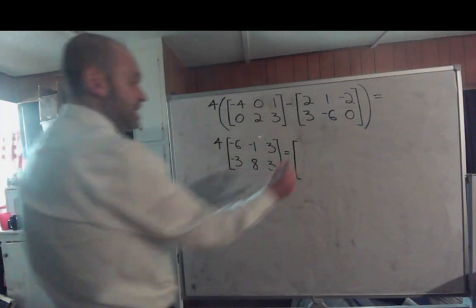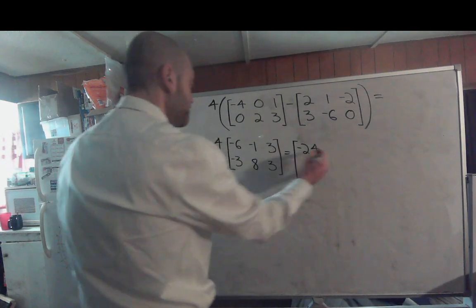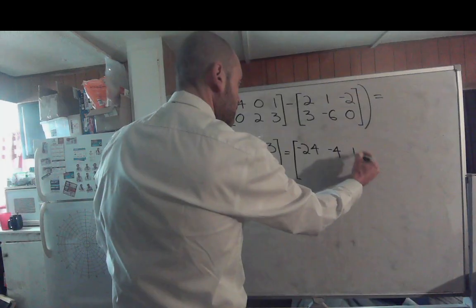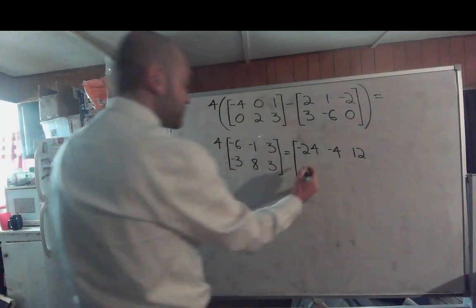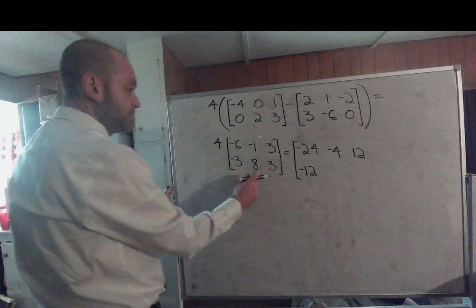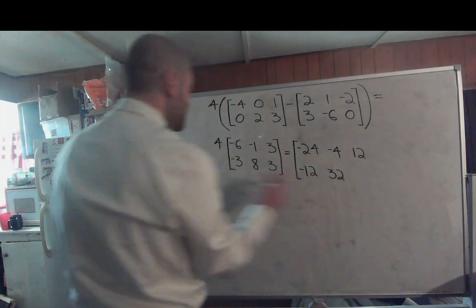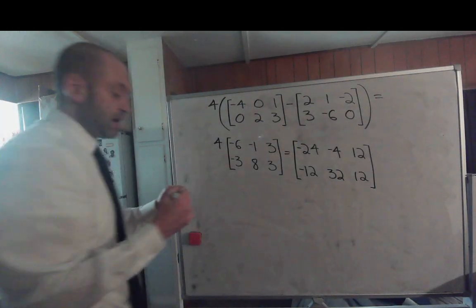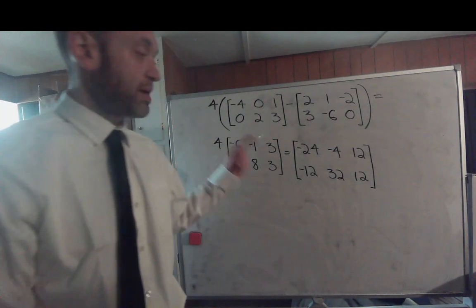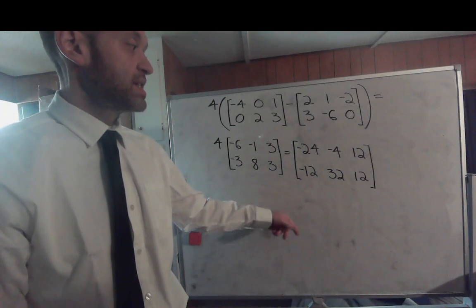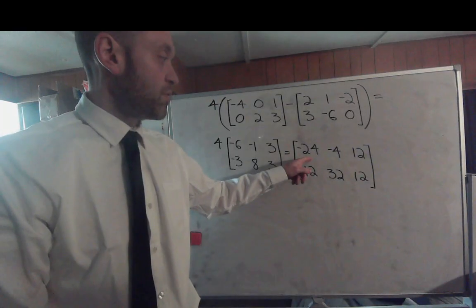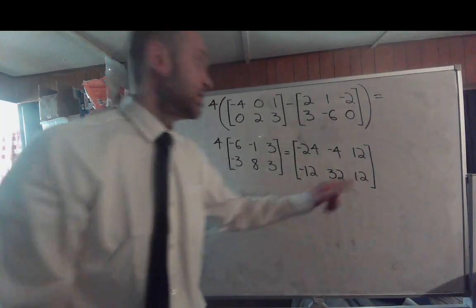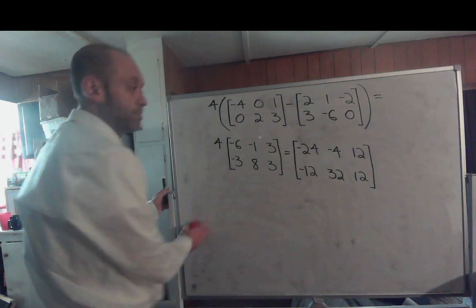So 4 times -6 is -24. 4 times -1, -4. 4 times 3 is 12. 4 times -3 is -12. 4 times 8 is 32. And then 4 times 3 is going to be 12. So that should be our final answer. Should be the 2 by 3 matrix of -24, -4, 12, -12, 32, and 12. I got just one more problem here.